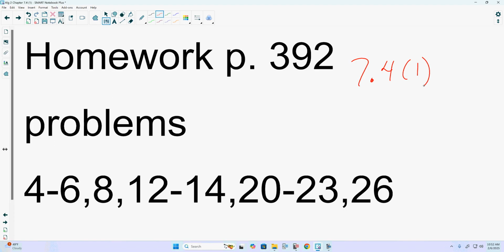Yeah, and it did take longer than we probably could have gotten it done, quicker, but I wanted to make sure that y'all had a good understanding of it. 4 through 6, 8, 12 through 14, 20, 23.